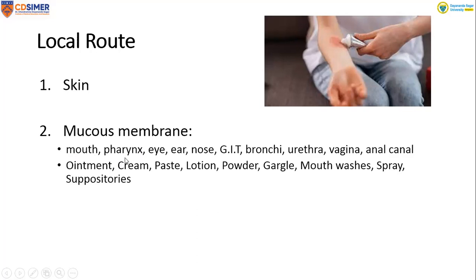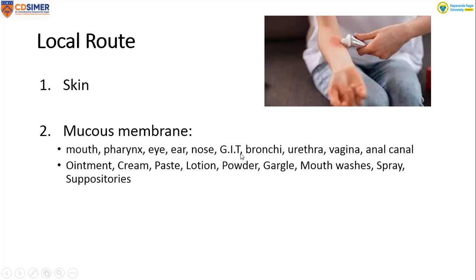And again, in the pharynx you have tonsils and adenoid glands and other important organs, and a lot of ulcers can happen due to many reasons. So again, we can have some lotions, mouth washes and sprays for treating any pharynx related diseases. Then eye, ear, nose, so obviously we'll use drops. Okay, so drops can be easily used.